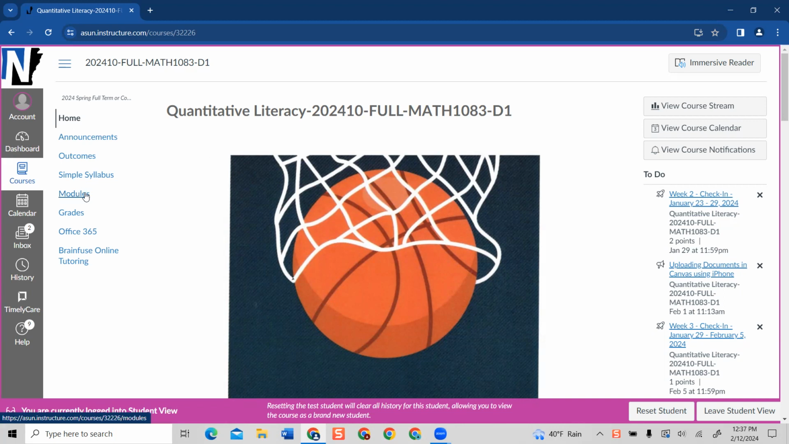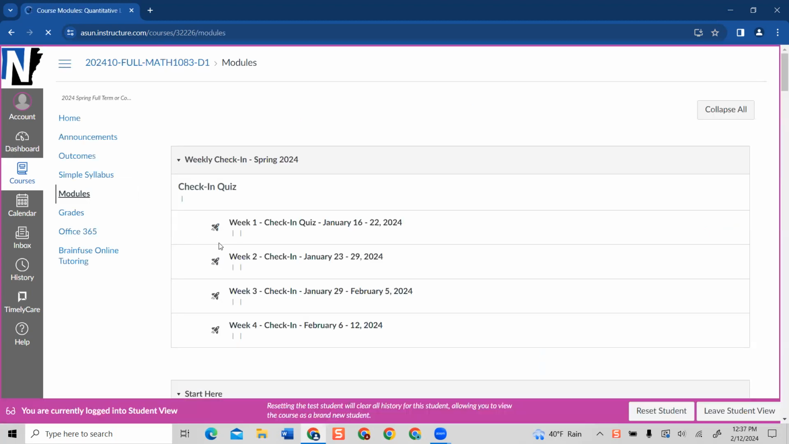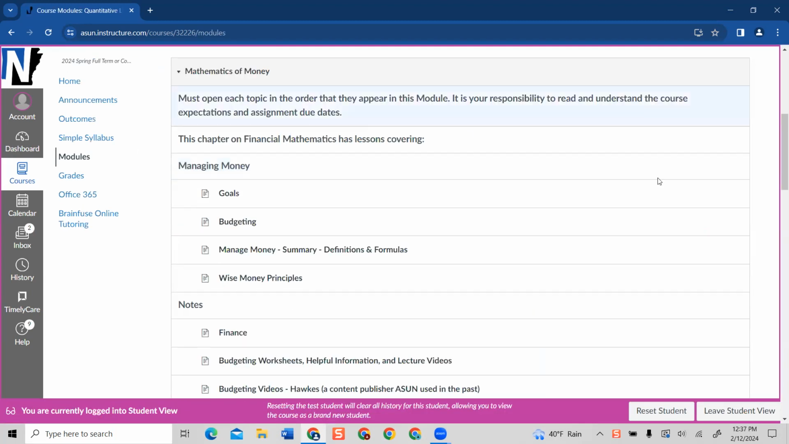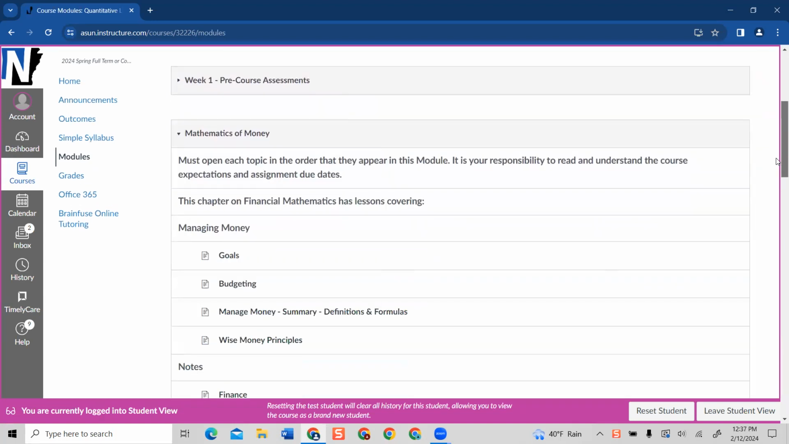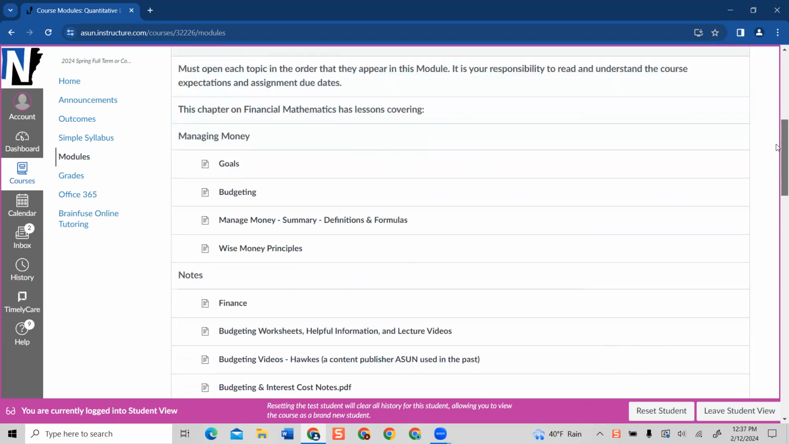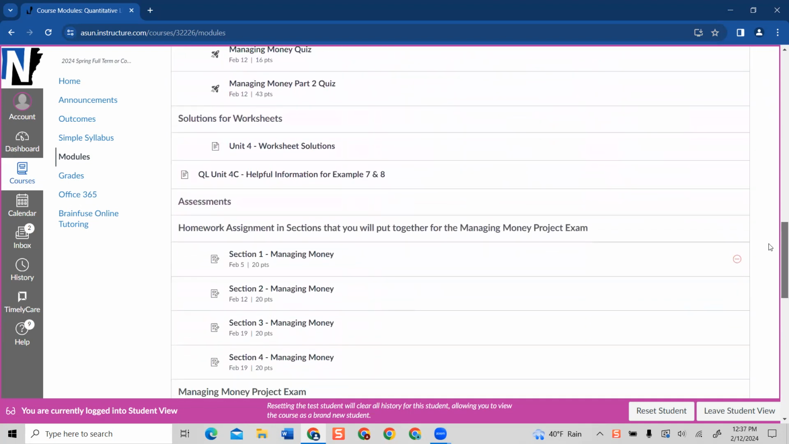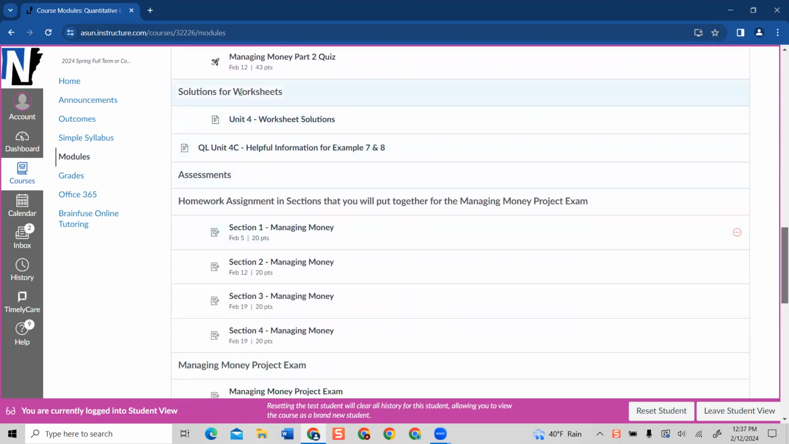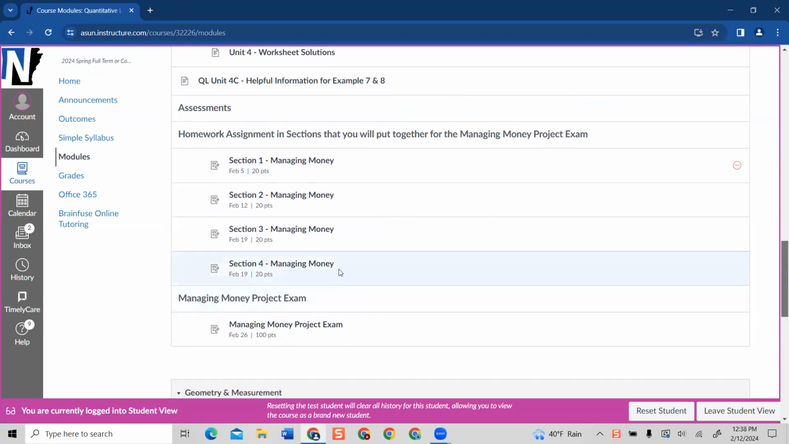Go to the modules page, and there you're going to find our next set of assignments. Please be sure and do your weekly check-ins. We're still in Mathematics and Money, so we're going to scroll down to the section where homework is. And if you'll notice, I put in the worksheet solutions here. So you've got the worksheets with solutions worked out. Hopefully it will be helpful to you.